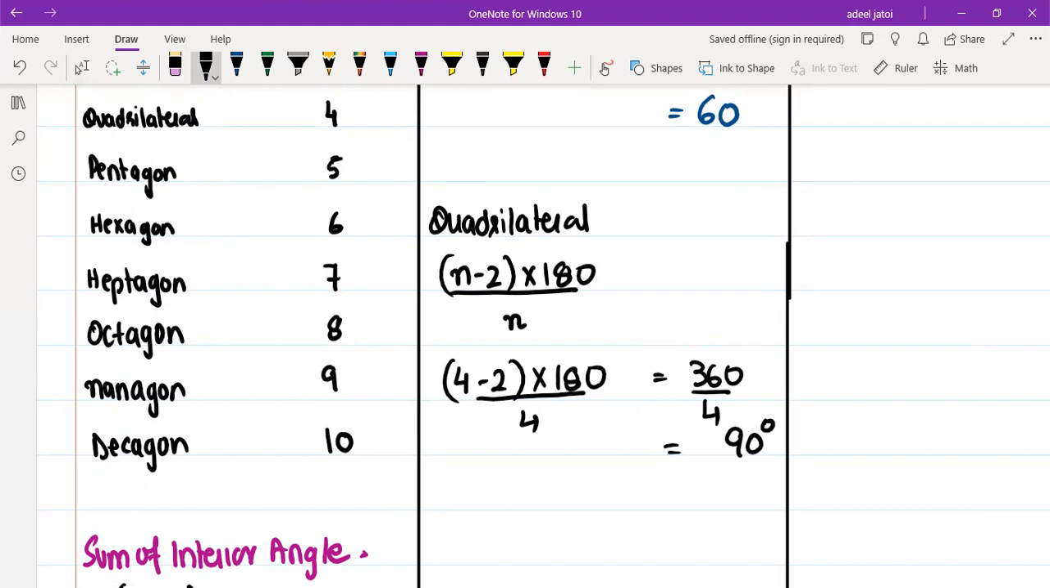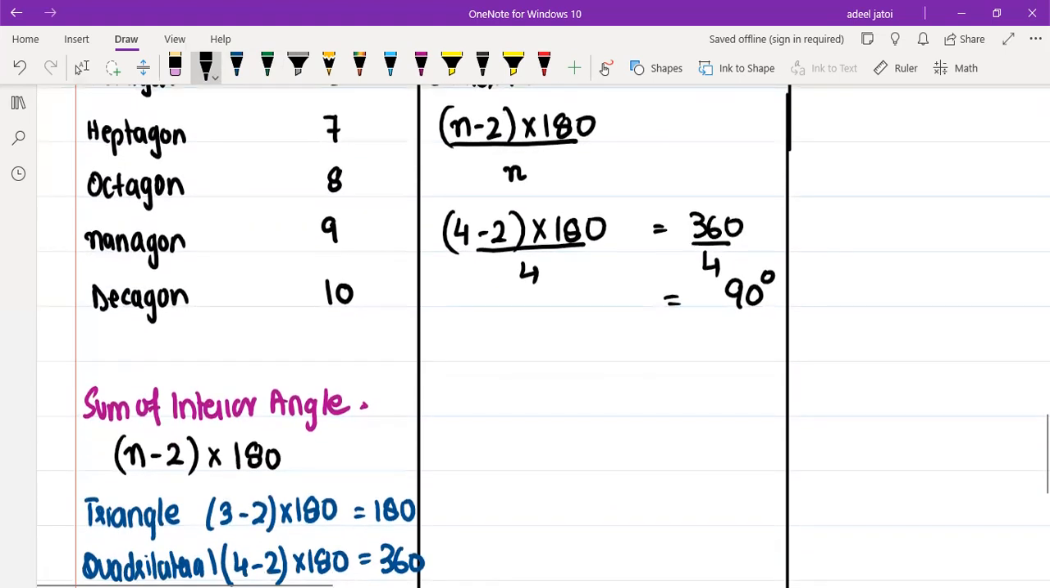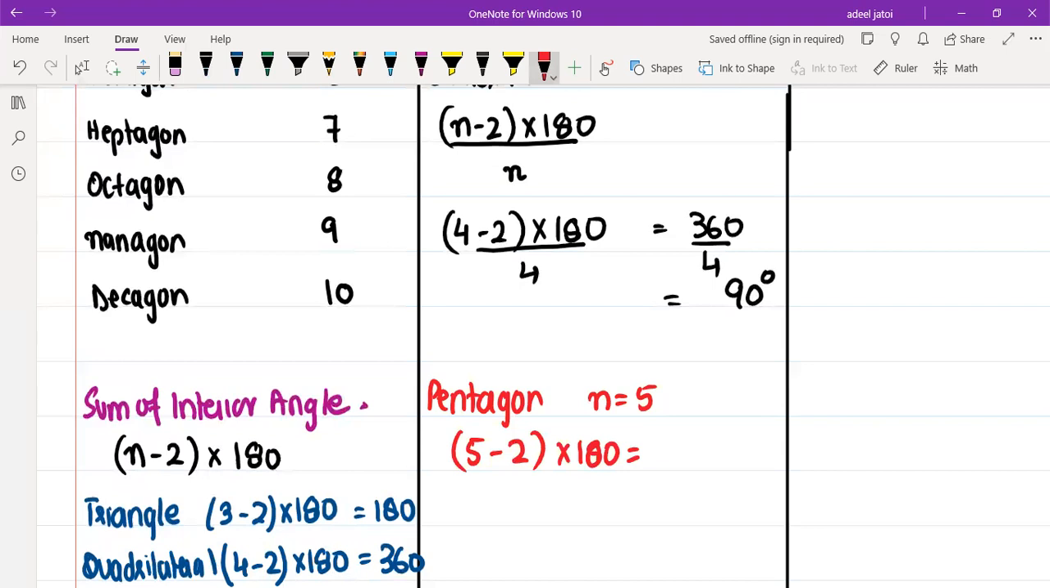Then we have the pentagon. A pentagon has 5 sides. Now let's write it down as pentagon, and n is 5. So if we directly write 5 minus 2 multiplied by 180, that means 3 into 180, which means the answer should be 540.